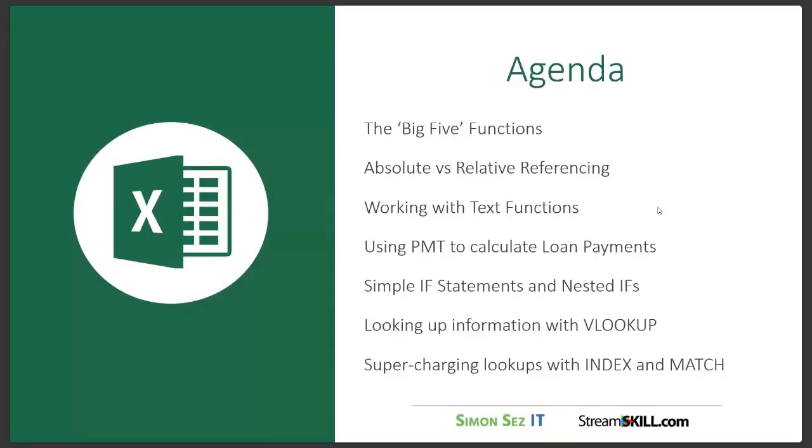So we're going to start out with what I like to call the big 5 functions. So those would be your simple, basic functions, things like sum, average, min, max, count. So I'm going to go through those, but I'm going to show you different ways that you can use them just to increase your efficiency when you're working with formulas and functions. So we'll start there. And we'll then move into just talking a little bit about absolute versus relative referencing.